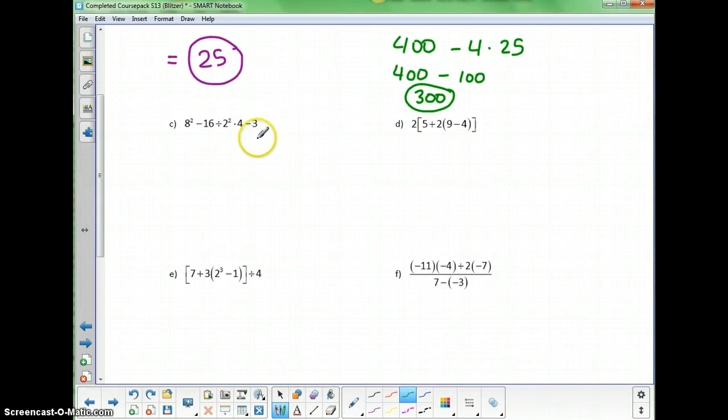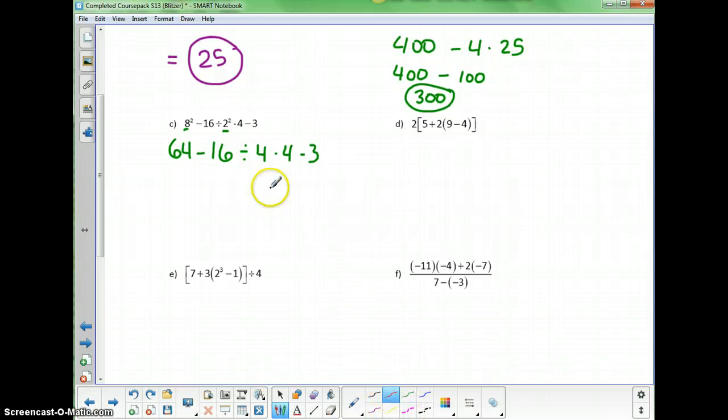No parentheses here, so we're going to deal with the exponents first. 8 squared is 64, minus 16 divided by 2 to the 4th. So again, I'm doing these 2 pieces that have exponents. I'm sorry, there's 2 squared. 2 squared is 4, times 4, minus 3.